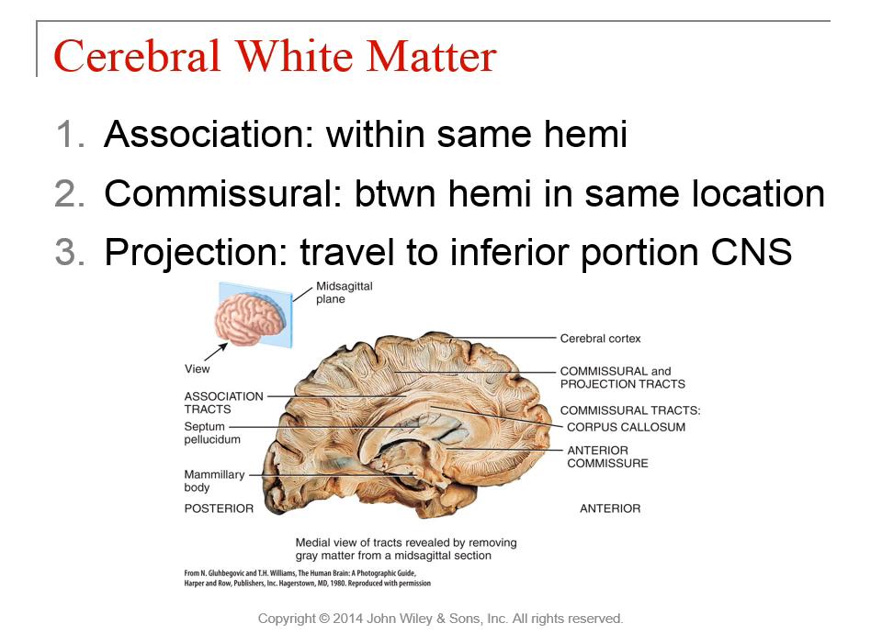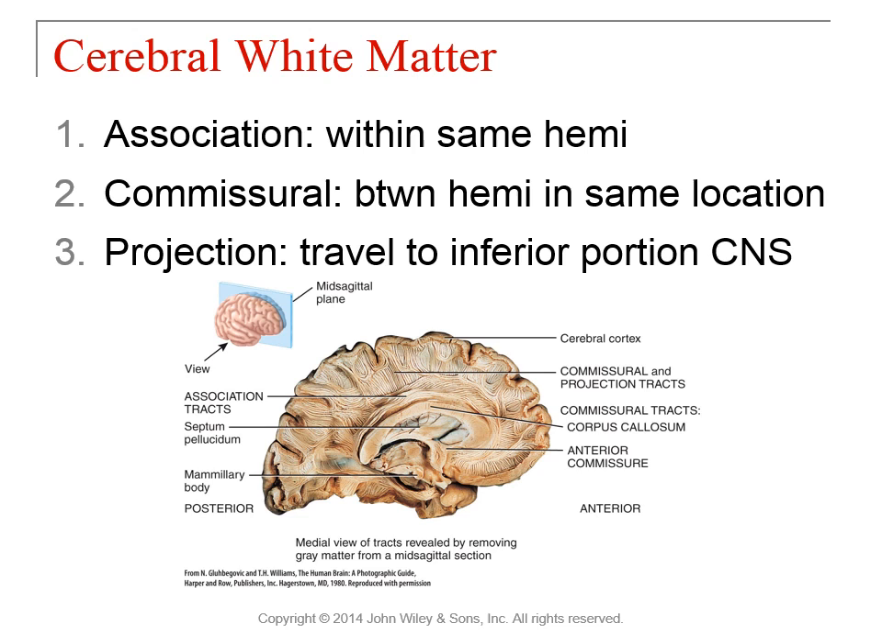Here's a very interesting slide where they've taken all the gray matter away from the brain, and all you're left with is the white matter. So this shows all the different kinds of connections that are found within the brain, and we basically will categorize them in 3 ways. You have association tracts, which are going to be white tracts within the same hemisphere.